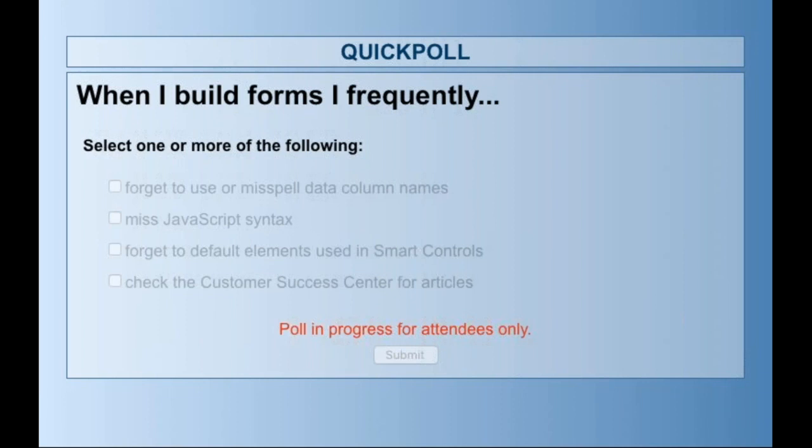So I've just launched the poll. If everyone could go ahead and respond to it. This poll is saying, when I build forms, I frequently, and you can select one or more of the following options: do you forget to use or misspell data column names? Do you miss JavaScript syntax? Do you forget to default elements used in smart controls? Or do you forget to check the Customer Success Center for additional articles on how to do things? I know for me, I definitely forget the syntax, or I usually forget to default elements in the smart controls, but let's see what everyone else has to say too.